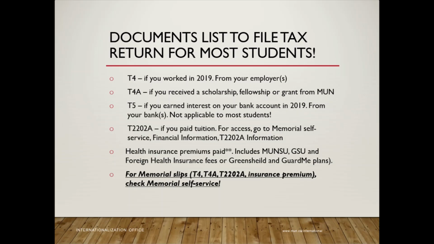Now we can also claim health insurance premiums, which we pay every semester, which include MUNSU, GSU and foreign health insurance fees or Green Shield or GuardMe plans. Now this can also be claimed, and again I'll show you where you can find them. But for Memorial slips, T4, T4A, tuition fee or insurance premium, we need to check through Memorial self-service, which will be a separate video itself.